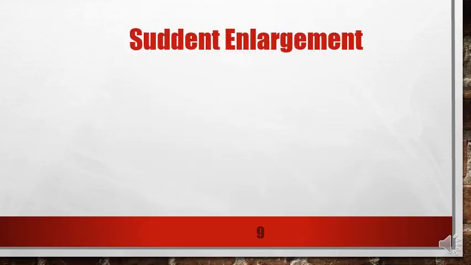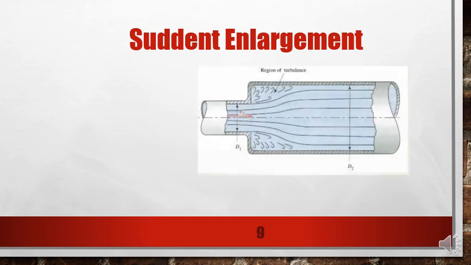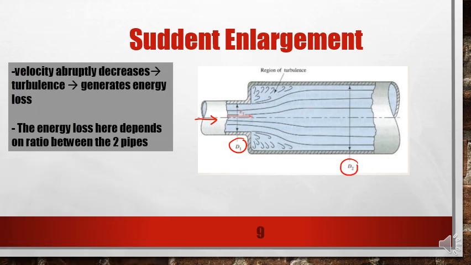Okay, let's start with the first part, which we call a sudden enlargement. The sudden enlargement looks like this, in which the flow goes from a smaller diameter pipe into a bigger diameter pipe. For example, the smaller one we label as D1 and the bigger one we label as D2. What happens is, when the liquid flows through this system, the velocity will abruptly decrease.